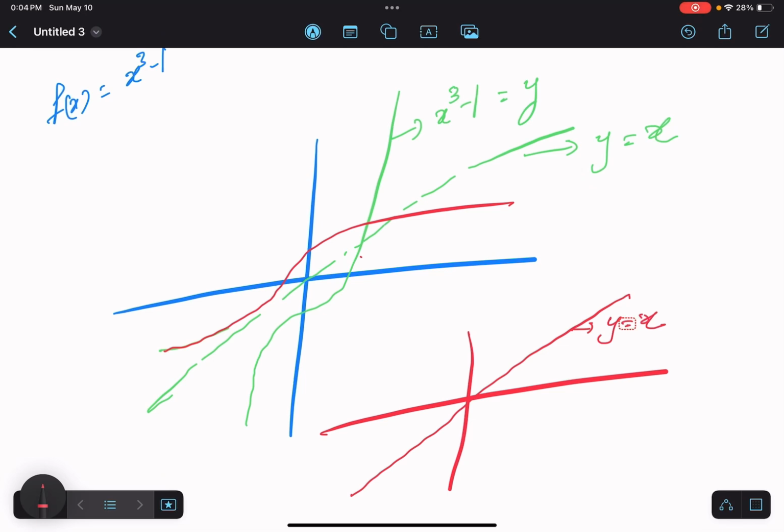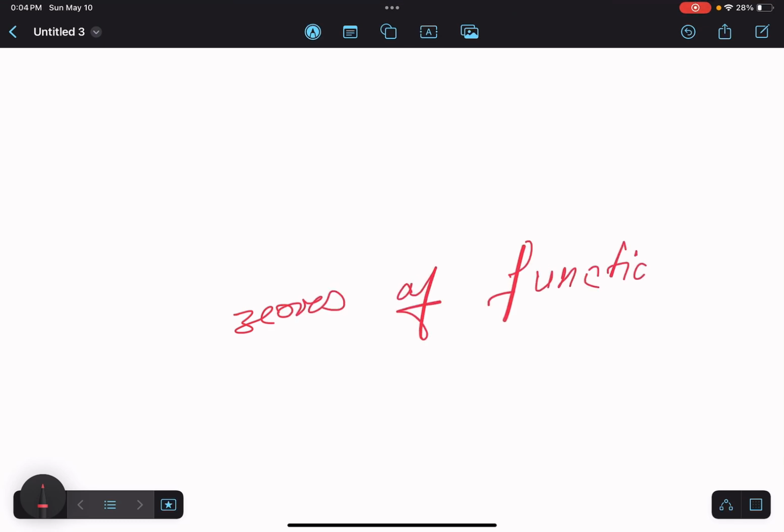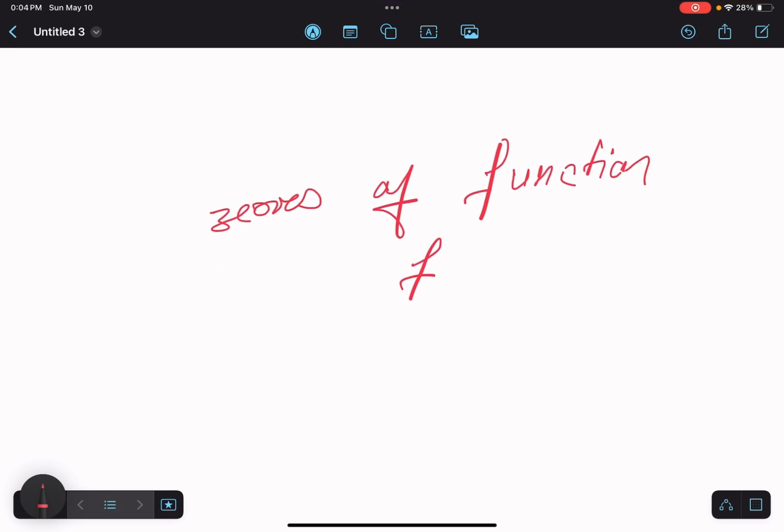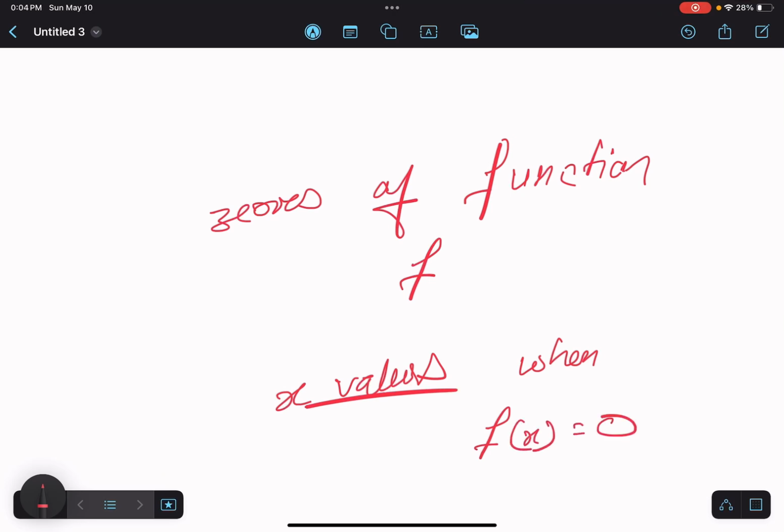Now, just one very small concept, zeros. The zeros of a function f. What are the zeros of function f? Zeros of a function f are the values of x for which f(x) is equal to 0. The x values when f(x) is equal to 0 are the zeros of function f.